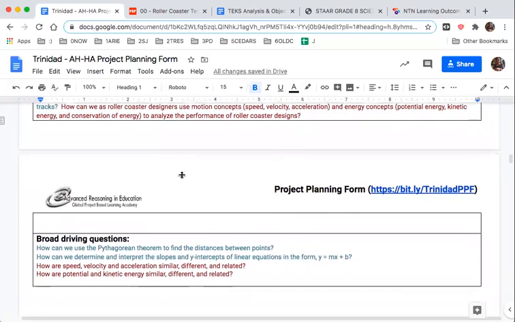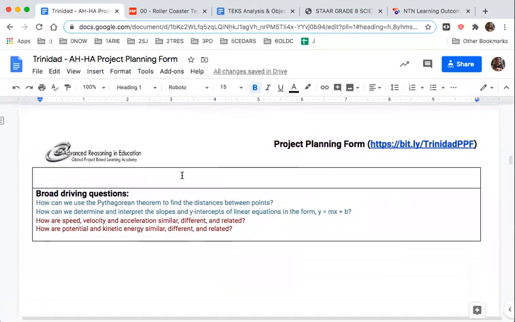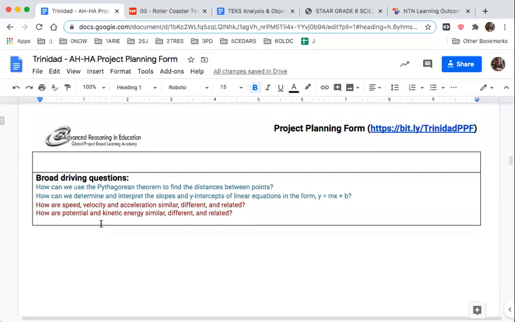Some of the broader content questions that were targeted in this project in math were: how can we use the Pythagorean theorem to find the distances between points? And how can we determine and interpret the slopes and y-intercepts of linear equations in the form y equals mx plus b? In science, we were looking at how are speed, velocity, and acceleration similar, different, and related, and how are potential and kinetic energy similar, different, and related.